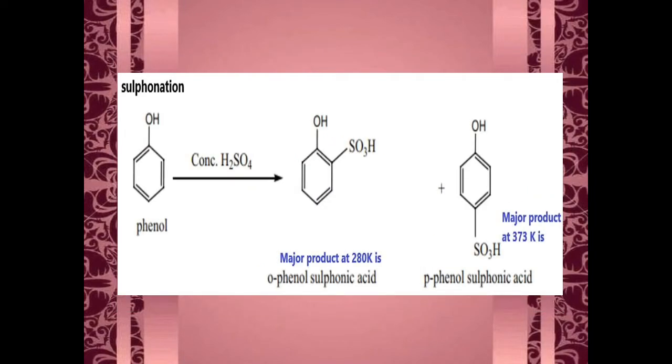The next reaction is sulfonation. When phenol is reacted with concentrated sulfuric acid, it gives two products. One is ortho-phenol sulfonic acid, another one is para-phenol sulfonic acid. But ortho-phenol sulfonic acid is the major product at 280 Kelvin. Suppose we need para-phenol sulfonic acid as the major product, then we have to react concentrated sulfuric acid with phenol at 373 Kelvin.